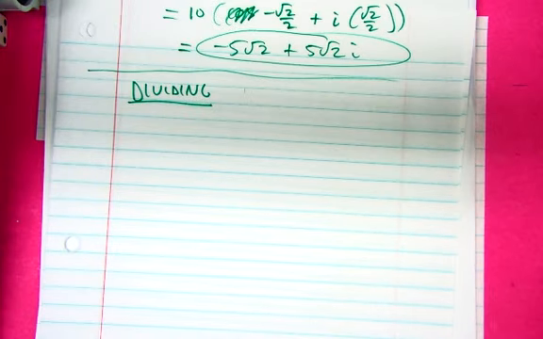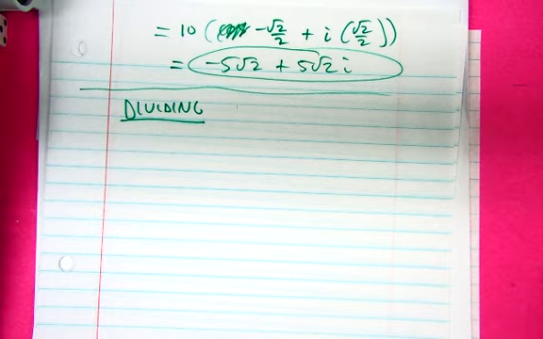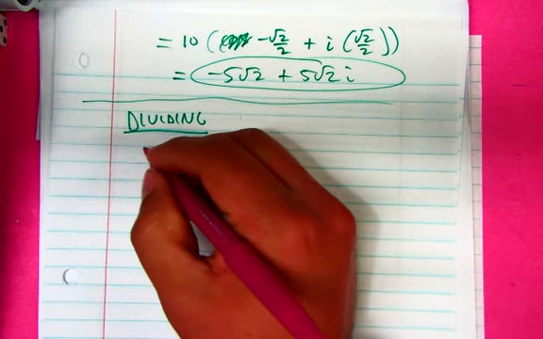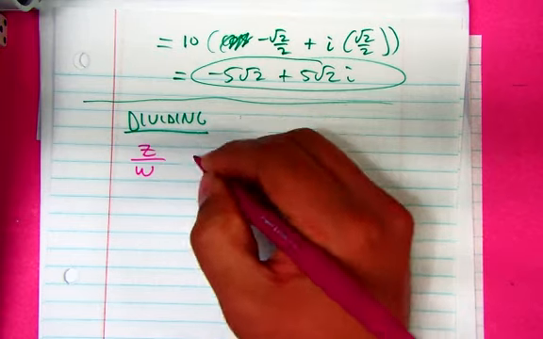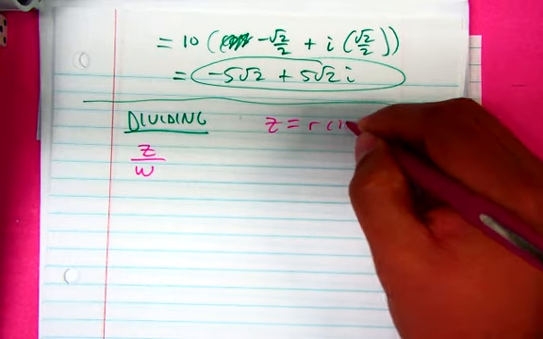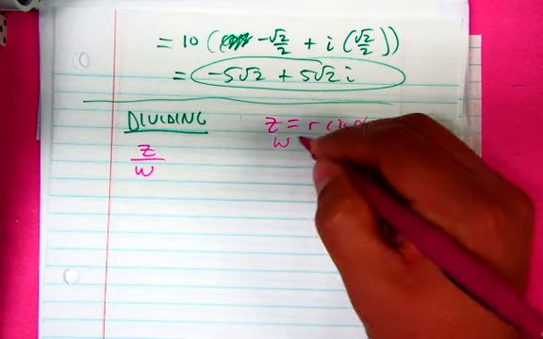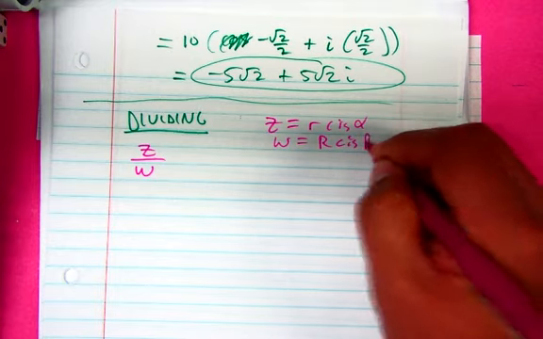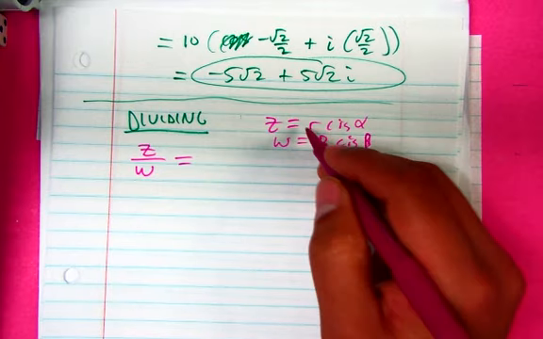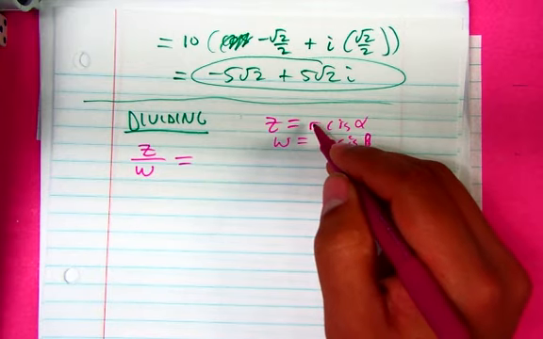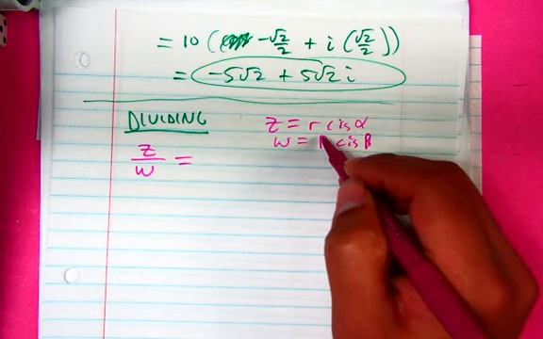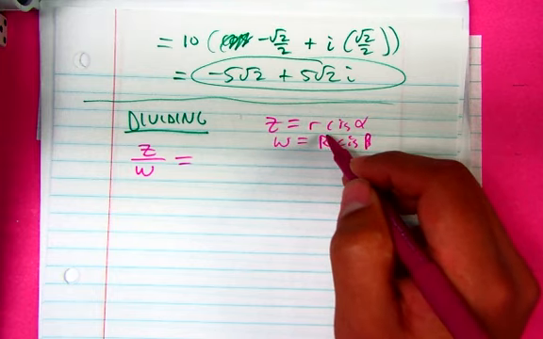Okay, so do you guys kind of see how multiplying works? Pretty easy, right? Let's see if you guys can guess what the rule is going to be. If I wanted to take z divided by w, keeping in mind again that z was little r CIS alpha, and w was big R CIS beta. See if you can make the connection here. When we multiplied, what did I do with the radii? We multiplied. When we divide, we're going to divide.